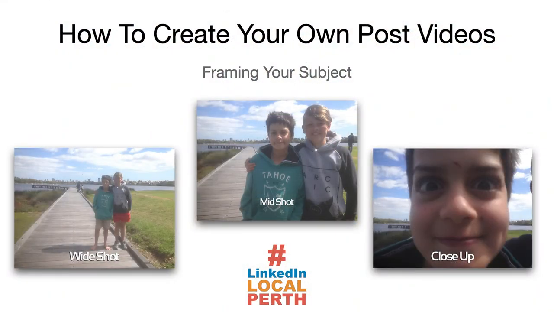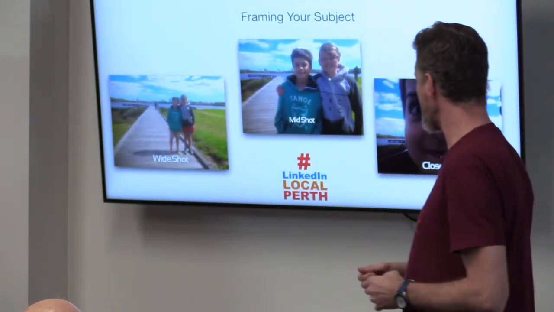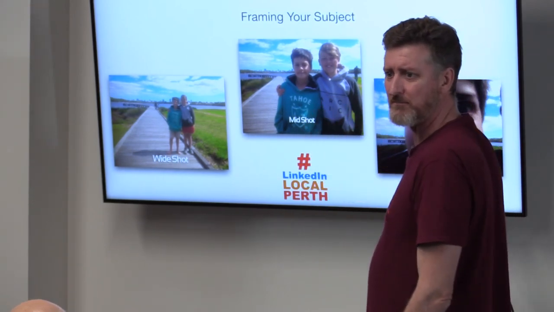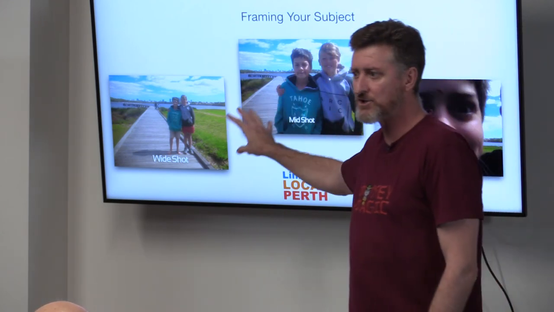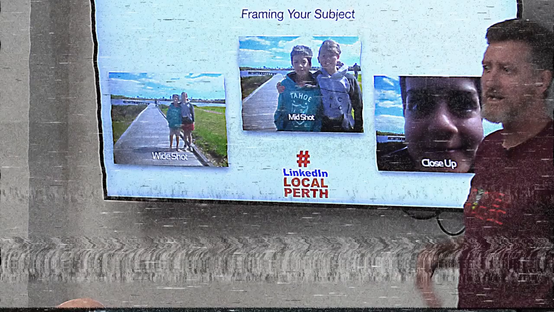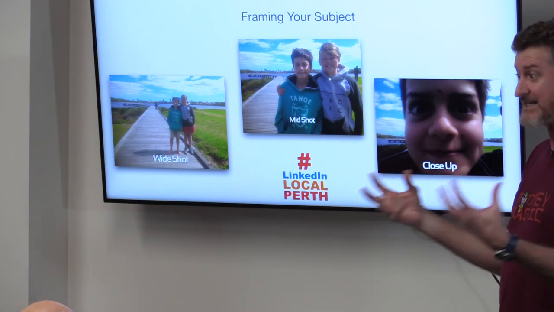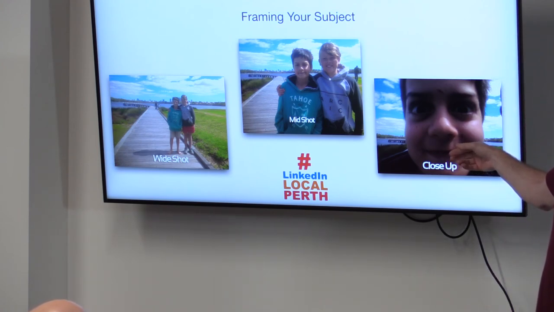Okay, so framing. How do you position your subjects or yourself in the frame? It's essentially six shots, but I'm going to keep it nice and simple, and you're going to have three shots to consider: wide shot, mid shot, close up. That's my son, that's my nephew. He's 14 now, so this picture is a few years old. When you're delivering pieces to camera, like at a desktop, giving some information away, you're probably not going to use the close-up, let's be honest.